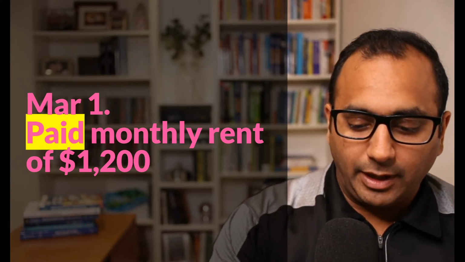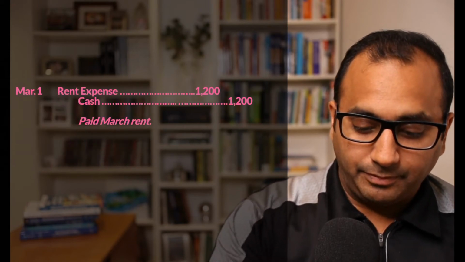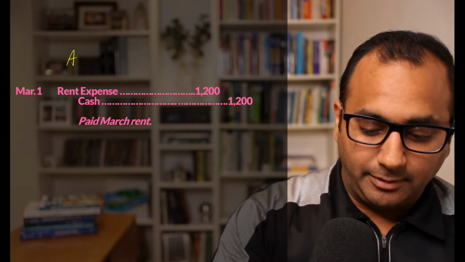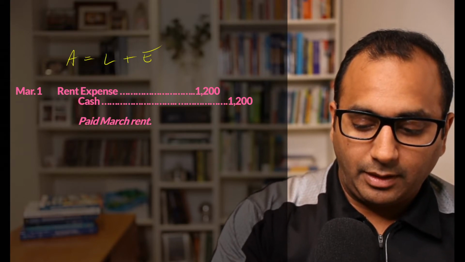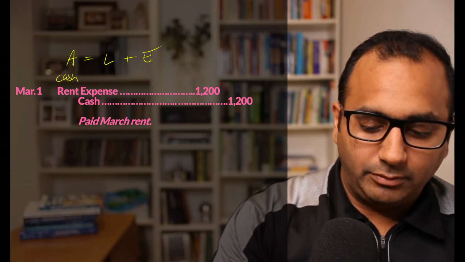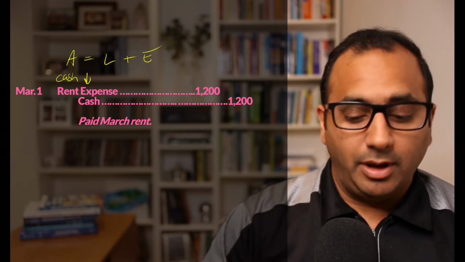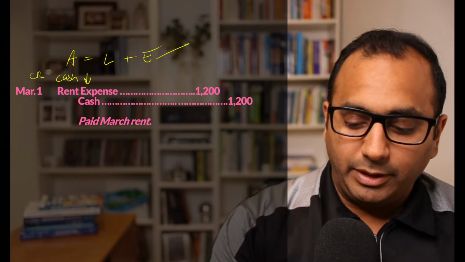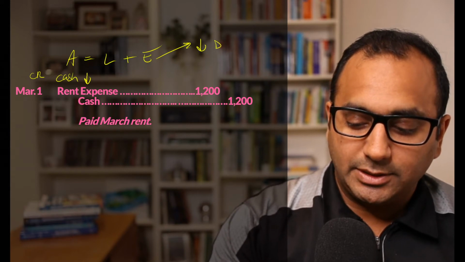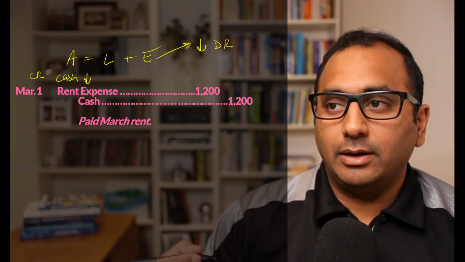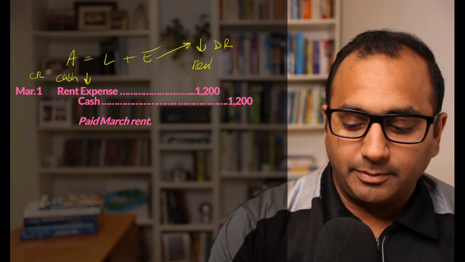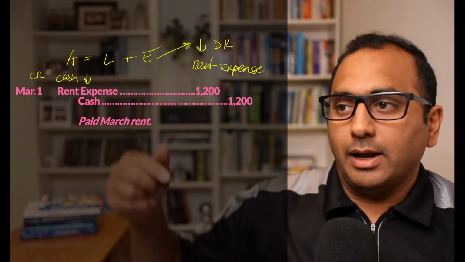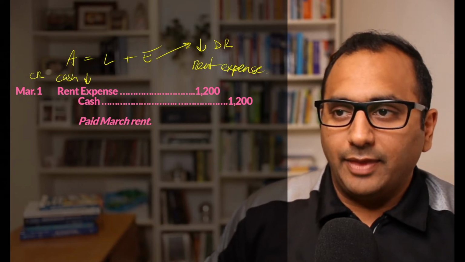Now again, if we think about A equals L plus E, and I'll just draw this on the screen for a quick second, cash is going to go down. So we make cash go down by crediting it. So we know there's a credit to cash. And under equity, equity is decreased by debits. And what are we debiting? We're debiting rent expense. Because when we debit rent expense, we are decreasing owner's equity, and that's why it's a debit.